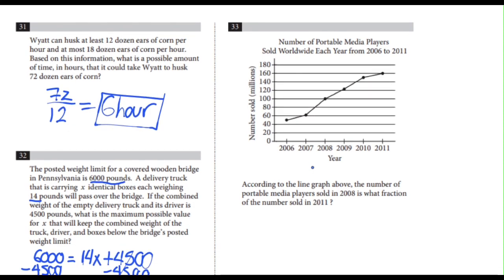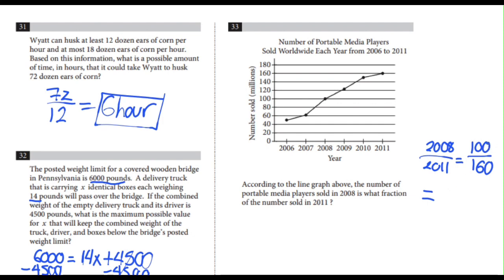Number 33. According to the line graph above, the number of portable media players sold in 2008 is what fraction of the number sold in 2011? So what we're going to do is divide the 2008 number by the 2011 number. In 2008, there were a total of 100 sold. And in 2011, there was a total of 160 sold.